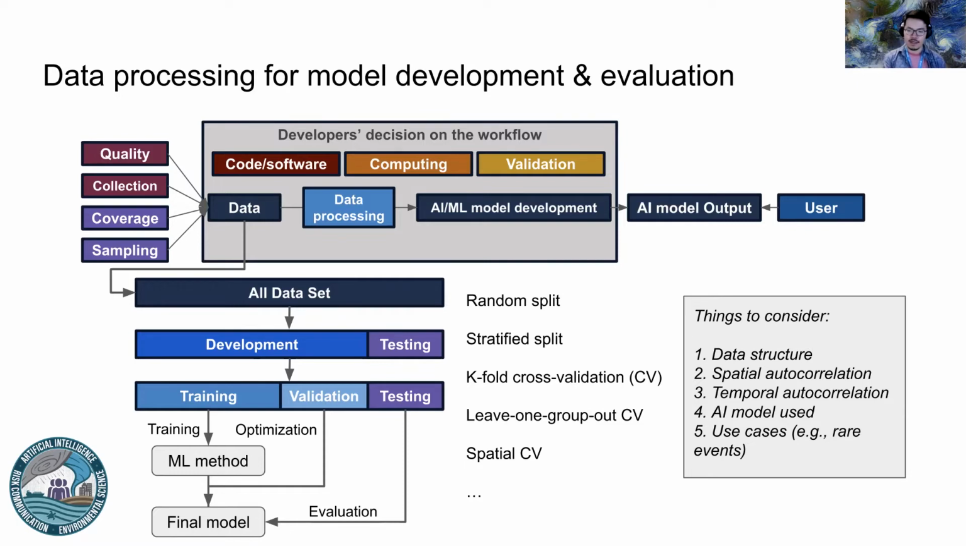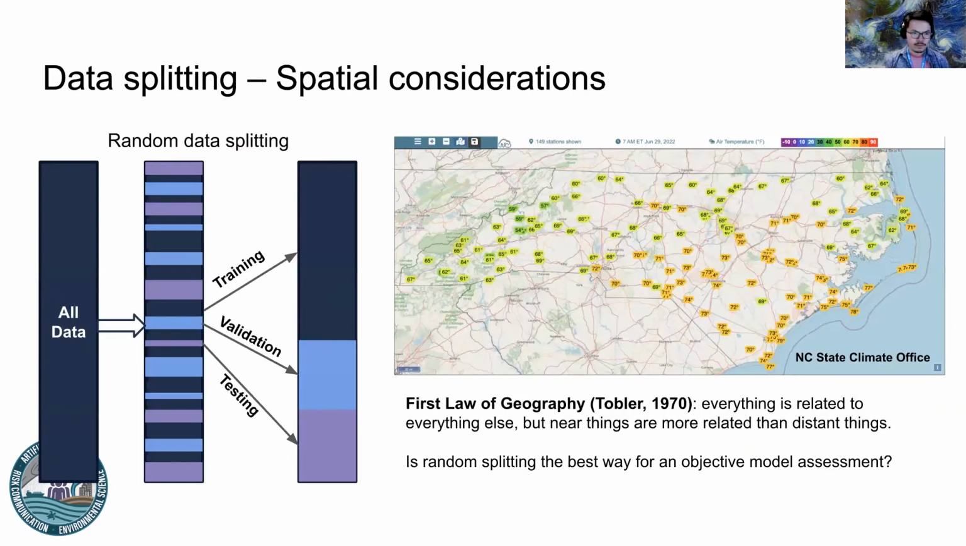And then there's what the AI model is used for, which determines how sensitive it is to how the data is selected, and the specific use case. For example, with rare events or extreme events in weather, extreme events often relate to imbalanced samples or imbalanced data sets themselves. That can be an issue when we are not careful about how we split the data.